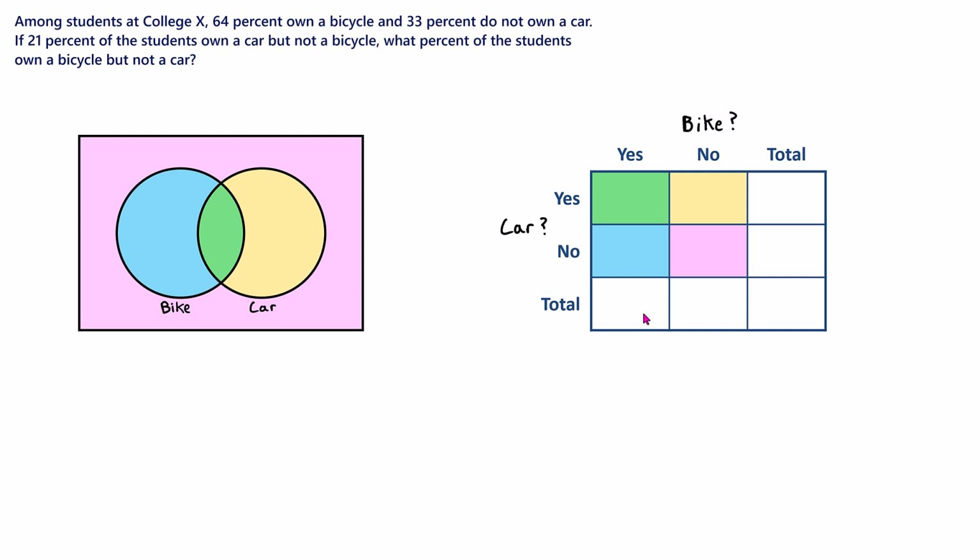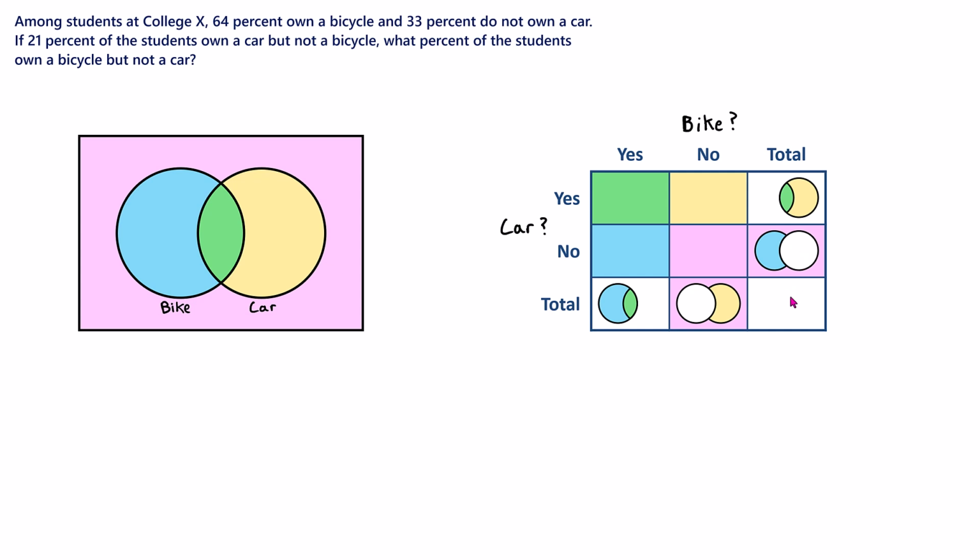So for example, this cell, the total of the bike yes column, is the sum of green and blue, which is everyone in the bike circle. This one is the bike no total, so it's the sum of yellow and pink, which is everyone outside the bike circle. And here, the car yes total is green plus yellow, or everyone in the car circle. While here, the car no total is blue plus pink, or everyone outside the car circle.